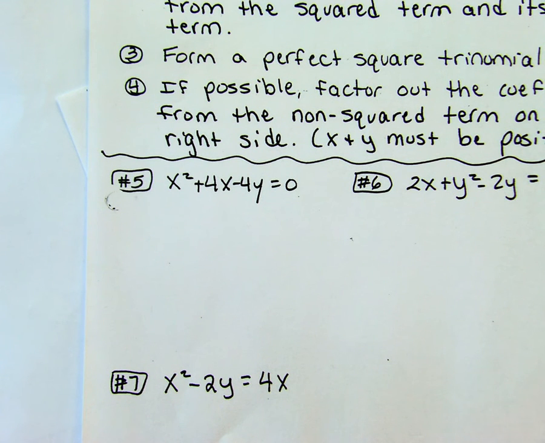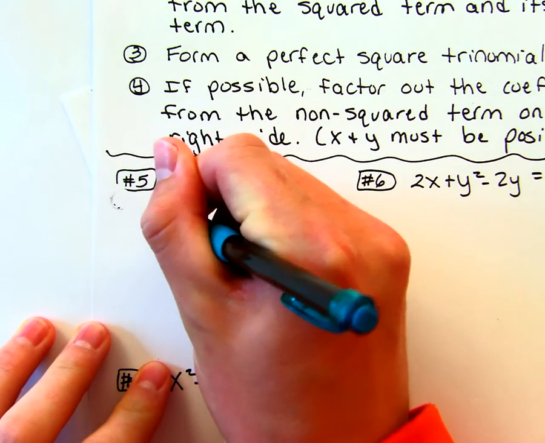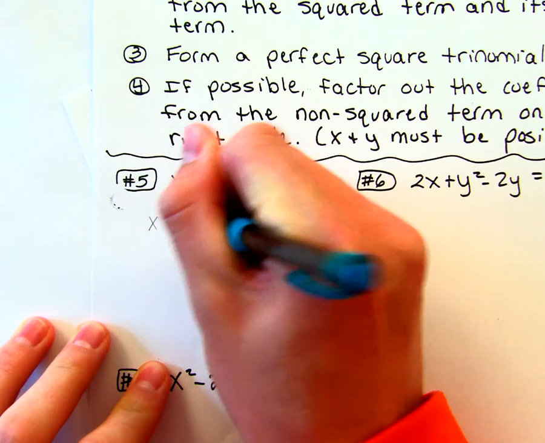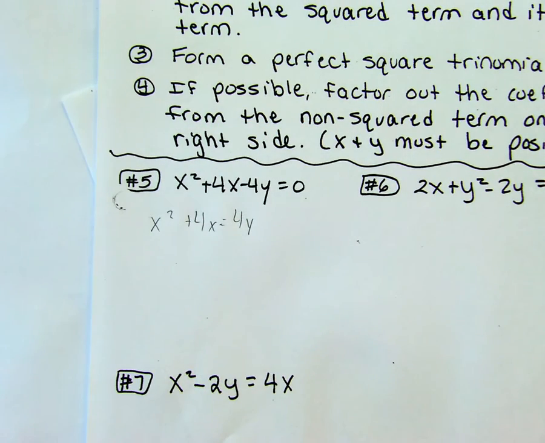On the first one here, what we're going to do first, move the y term over. Alright, x squared plus 4x equals 4y. That's looking pretty good so far, Kyle. What should we do next?